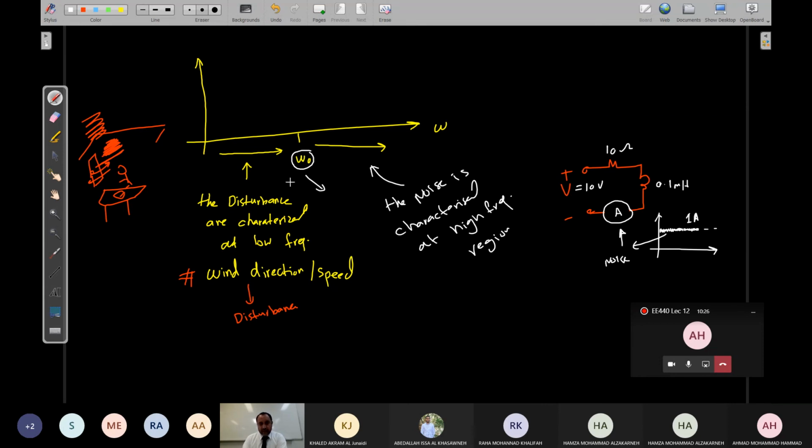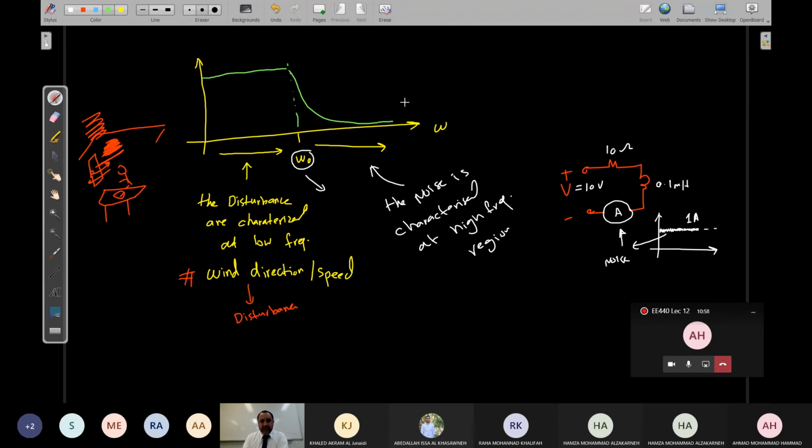If you remember, last time when we were discussing disturbance rejection and noise attenuation, we said that if we can manage to design our controller such that it has a high amplitude at the low frequency and low amplitude at the high frequency, in this case, I can manage to do the two cases, which are the disturbance rejection and the noise attenuation.